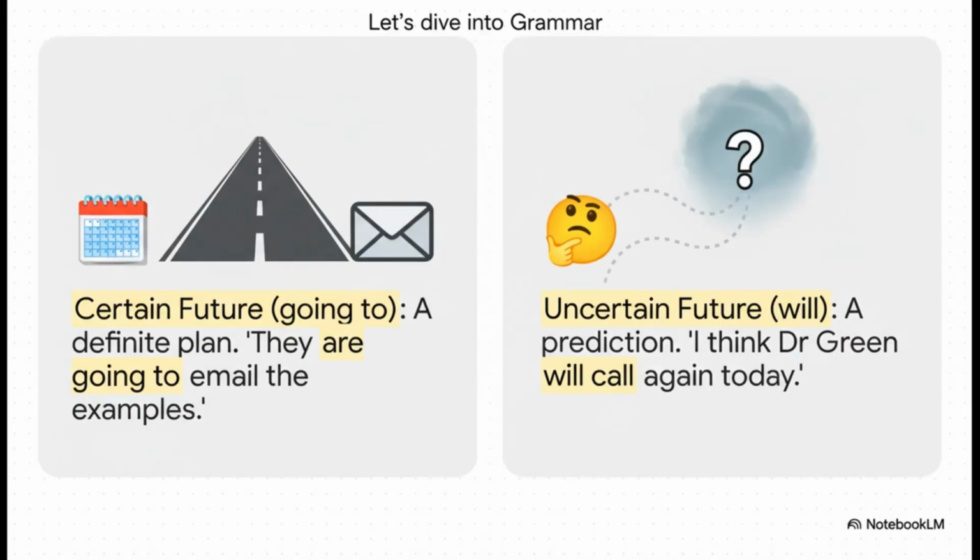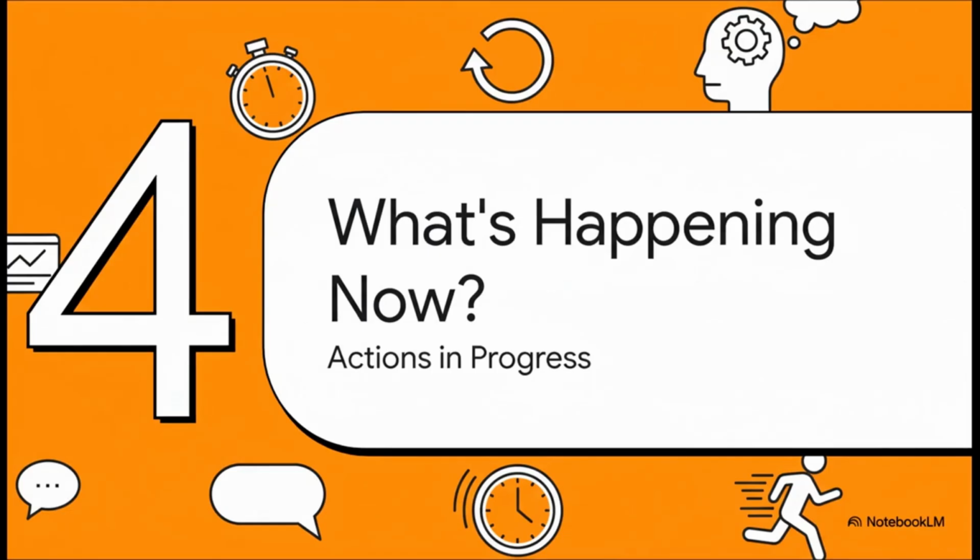So, where does will fit in? Well, we usually use will for predictions when we're not totally sure, or for spontaneous decisions. Let's compare. They are going to email the examples. Sounds like a definite plan. But I think Dr. Green will call again today. That's just a guess, a prediction. We're not 100% sure. Awesome. Let's move on to our final grammar point for today.